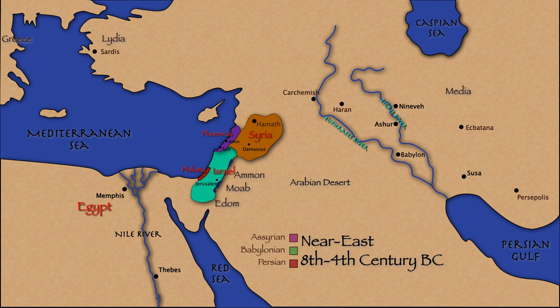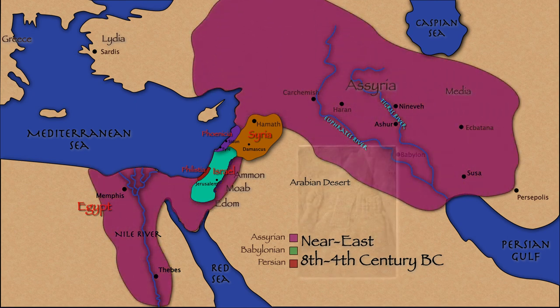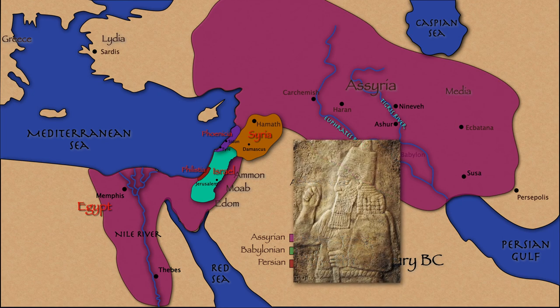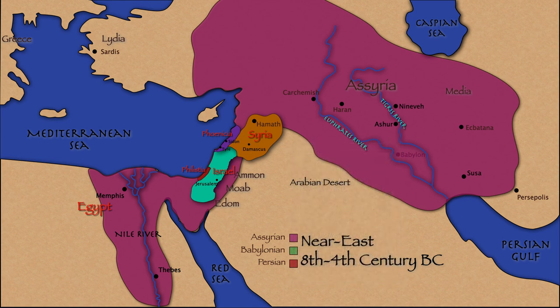And I kind of want to put up on the map here these major empires that are going to follow. We're going to see the Assyrians, a major people group from the Mesopotamian region, that are going to dominate not just Mesopotamia, but the Levant area, Israel, Syria, and into Africa and Egypt. This is a picture of Sennacherib, a famous king. And here's a picture of Tiglath-Pileser, another famous Assyrian king.